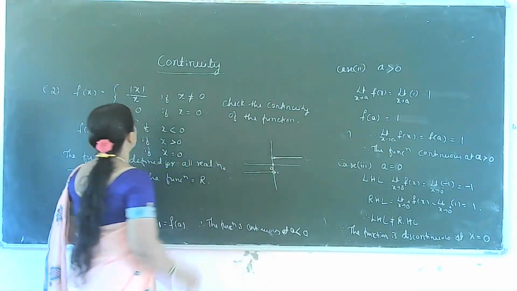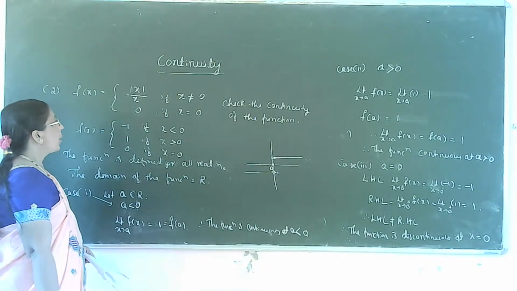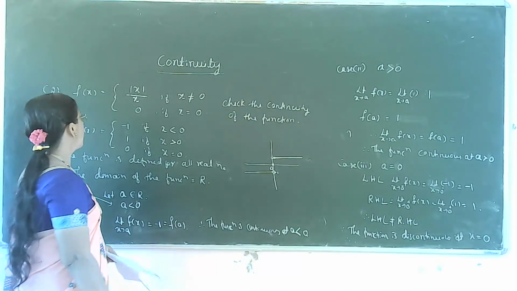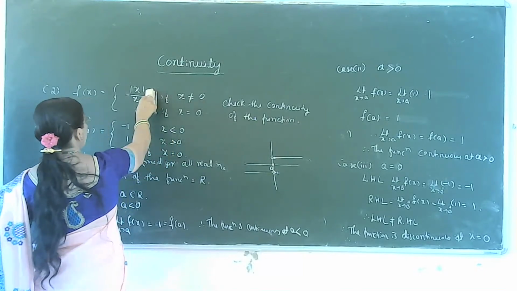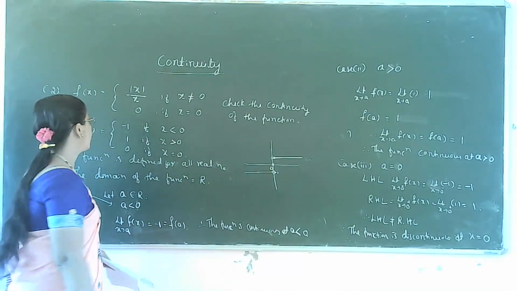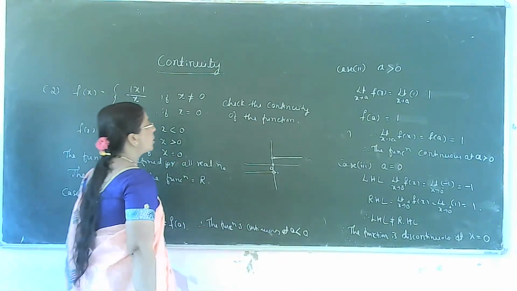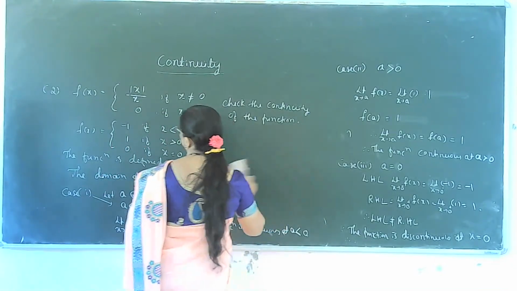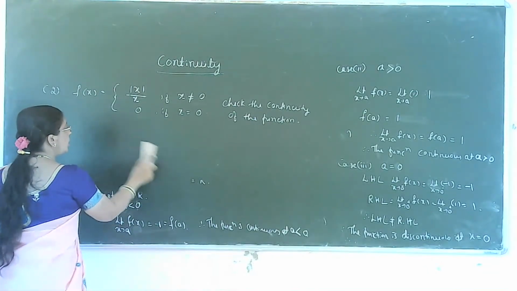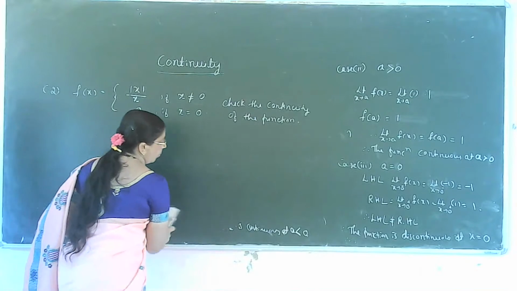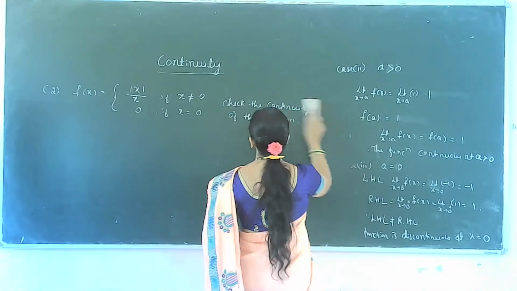Therefore, the function is mod of x divided by x if x is not equal to 0, that means if it is greater than 0 or less than 0, and if x equal to 0, then the function is 0. Therefore, the function is discontinuous at 0. The function is continuous everywhere except x equal to 0.